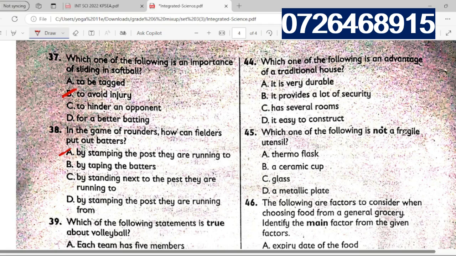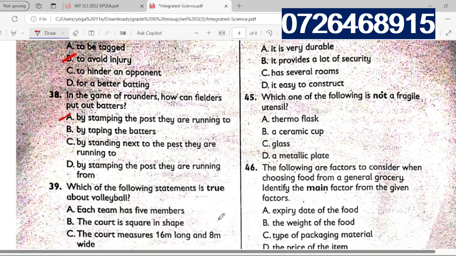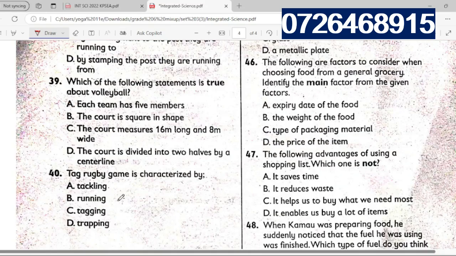Which of the following statements is true about a variable? Each team has 5 members. The court is square in shape. The court measures 16 by 8. The court is divided into 2 halves by a center line.